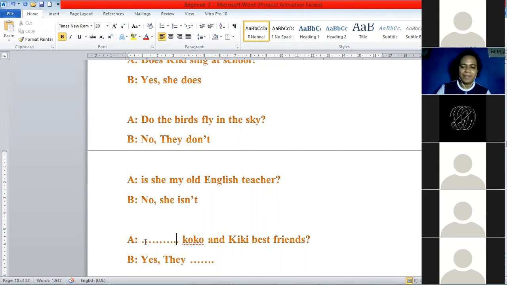Okay. Good. Are Coco and Kiki best friends? Yes, they are. Why do you use "are," Anya? Because there is a verb, and Coco and Kiki is "they," so we have to use "are," Kakak. Yes, we have to use "are." Good.